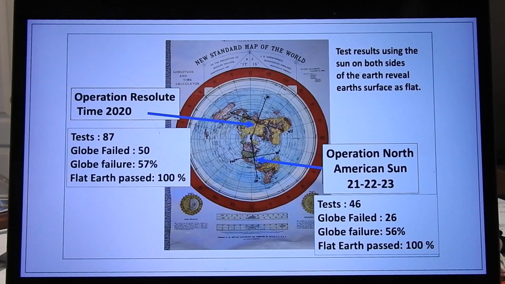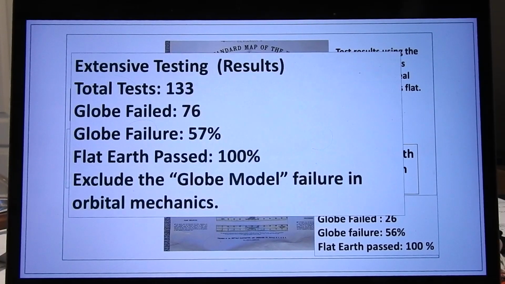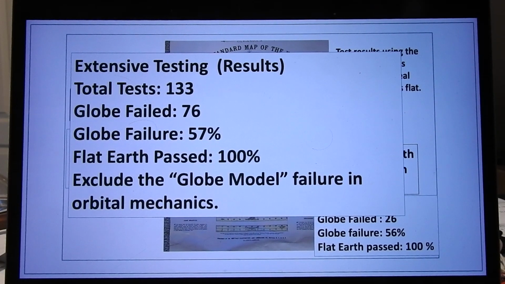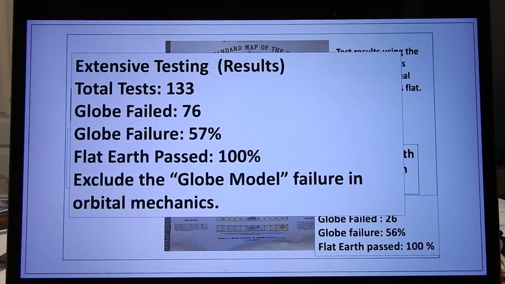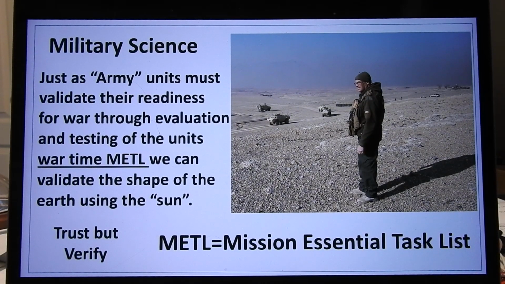I've tested the Earth on both terrestrial sides of the Earth. Massive failure out of 133 tests. We find that 76 failures for the globe model. Again, just massive geometric failure. Again, military science, just as Army units must validate their readiness for war through evaluation and testing of the unit's wartime mettle, which is our mission essential tasks, we can validate the shape of the Earth using the sun.